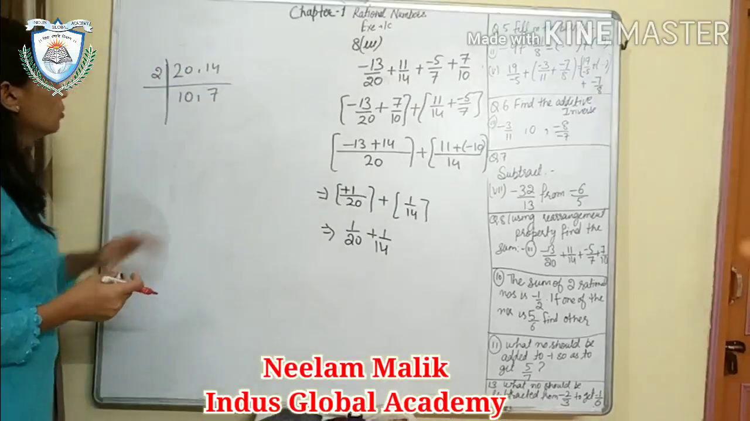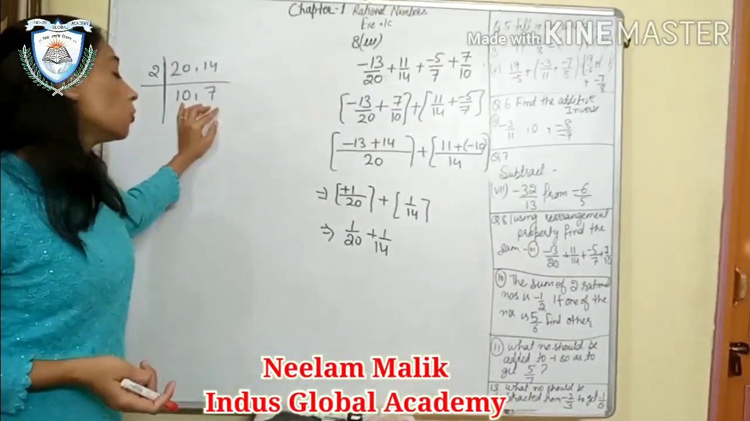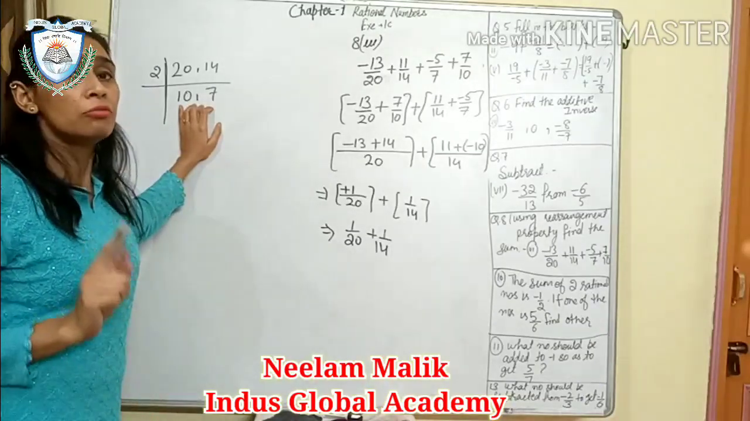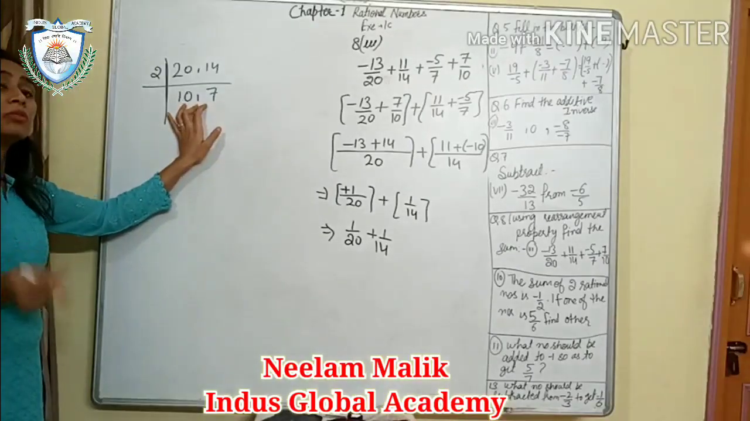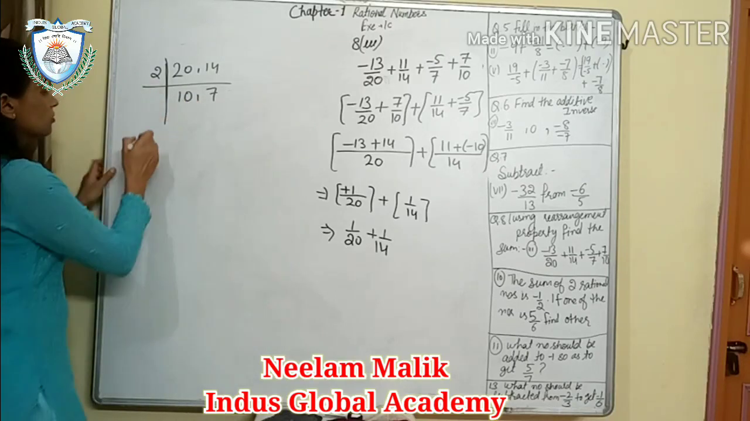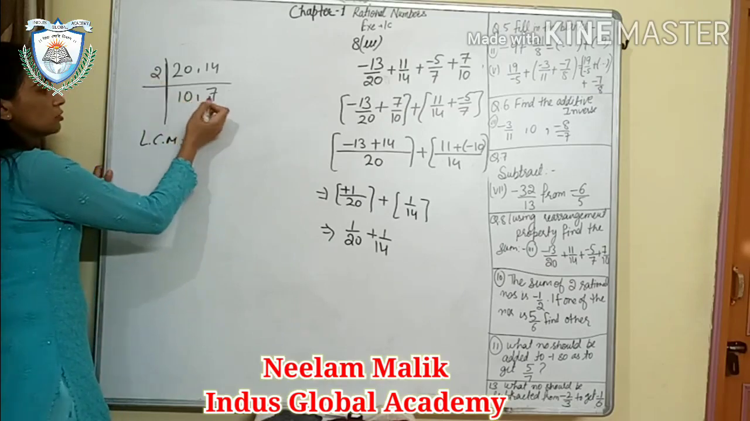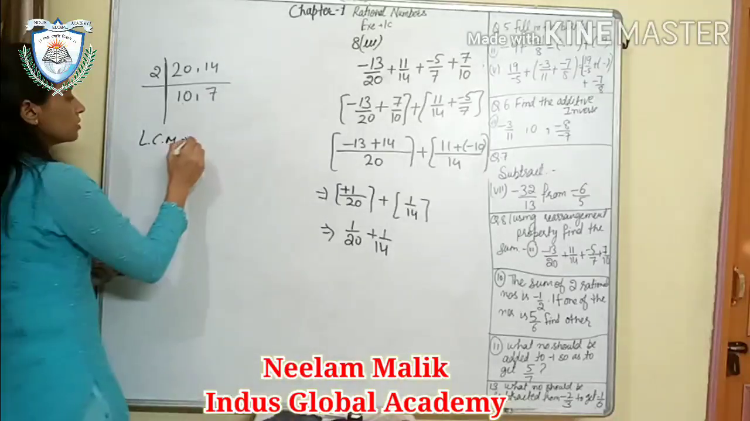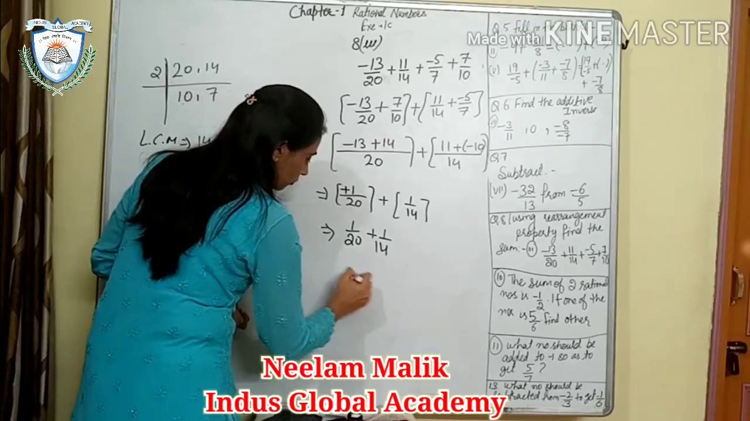Now they are co-prime numbers. What are co-prime numbers? Co-prime numbers are numbers that have only 1 as a common factor. So they both are now going on different tables, so we will not go further and we will take the LCM here. What will be your LCM? 10 twos are 20 and 2 sevens are 14, that will be 140. So your LCM is here 140.